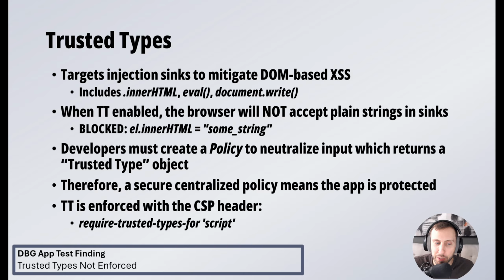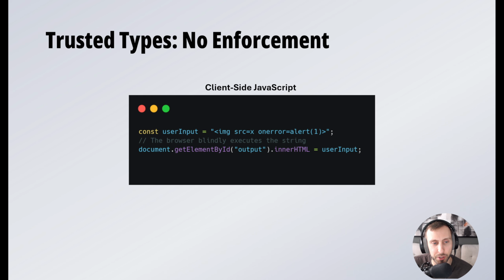And I mentioned this was related to CSP. Well, that's because it's enforced with the content security policy header. So when you set the directive require-trusted-types-for, you can enforce trusted types. And once again, at DBG, we do have a finding for this that applies in certain scenarios, and that is the trusted types not enforced, which really only gets reported for the applications that demand the most security rigor. Because it is a relatively new mechanism, and it is relatively complex.